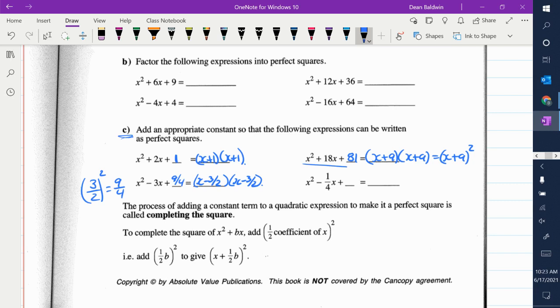So we'll do the last one. x squared minus 1/4 x. What's half of a quarter? An eighth, right? If I divide this by 2, I get an eighth. What is 1/8 squared?